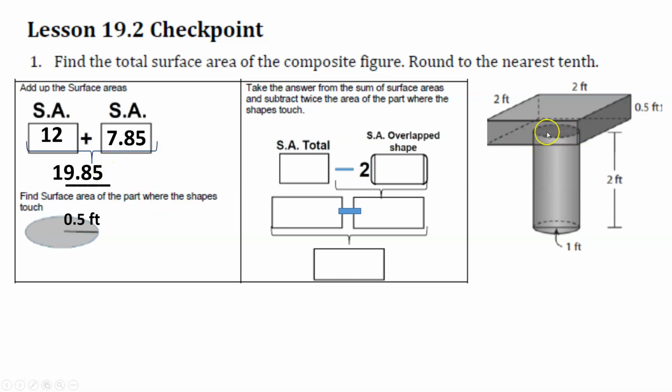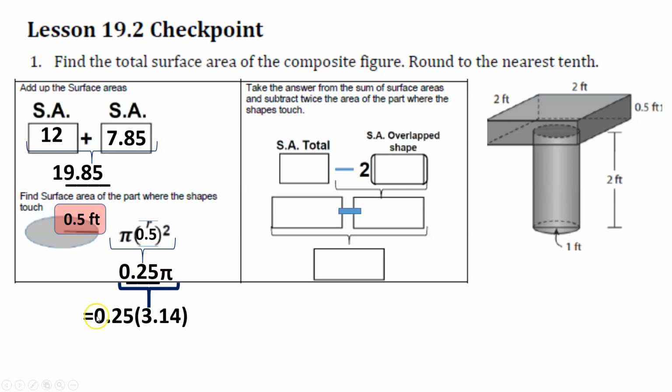Now notice that it does touch at this little circle here. So we are going to find the area of that circle where the box and the cylinder touch. So let's plug some stuff in. Let's work some stuff out. That would be about that. And let's calculate that out. What would 0.25 times 3.14? And that would be this.